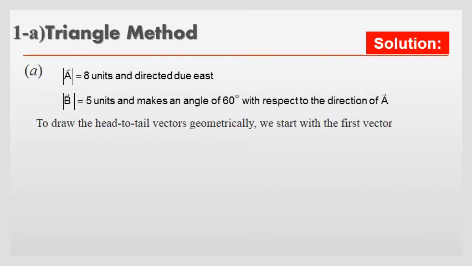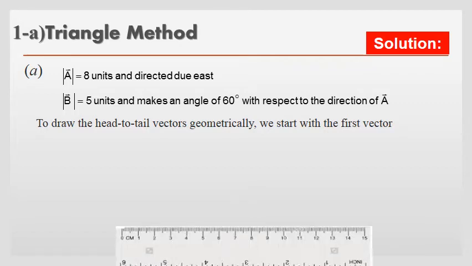Now, to add head-to-tail vectors, we'll start with the first vector by using the ruler and putting the ruler along the x-axis in order to draw the 8 centimeter length of a vector. And here we are, and vector A is there. The next step in our solving strategy is to draw the second vector.